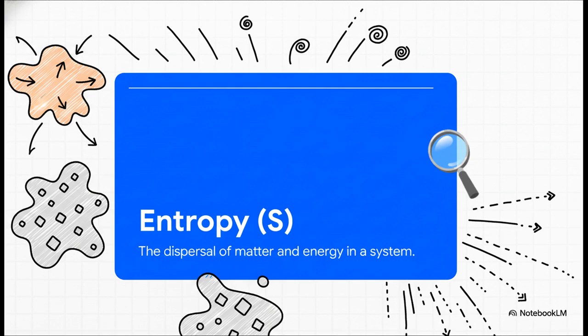Now, the crucial point here is that entropy isn't just disorder. We always hear it described as chaos or a messy bedroom, but mathematically and physically, it is fundamentally about how matter and energy spread out. It's about the dispersal of a system's matter and energy.